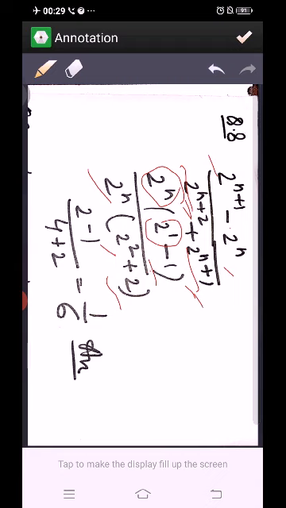So now 2 power n and 2 power n cancel. In the numerator we get 2 power 1, means 2 minus 1, and 2 power 2 means 4 plus 2. So we get here 1 upon 6. That is our required answer.